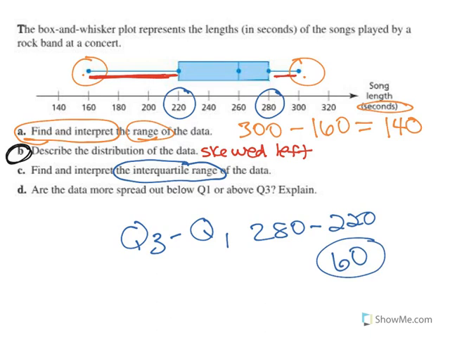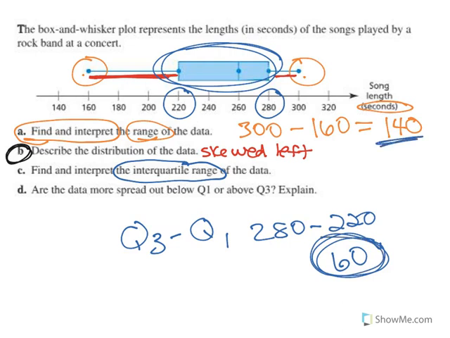Okay, so what this whole box and whisker plot is saying is that this is where most of the data falls. So that interquartile range means that even though all of the data is 140 seconds apart, most of the data falls within 60 seconds apart. So for the most part, most songs are somewhere close to a minute in difference of length. Okay, 60 seconds would be a minute. And this D is really asking the same question as this one. It's more spread out where your whisker is longer. So in this case, it's more spread out below Q1.